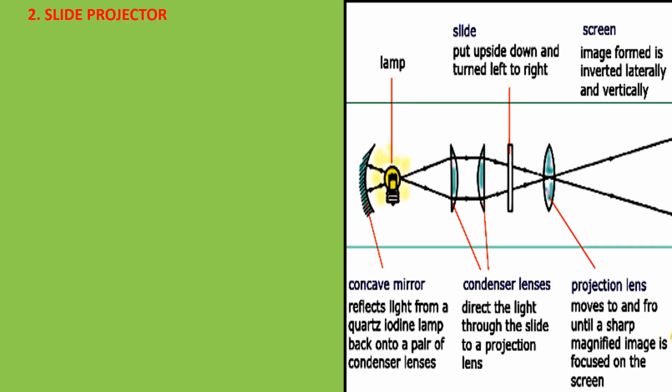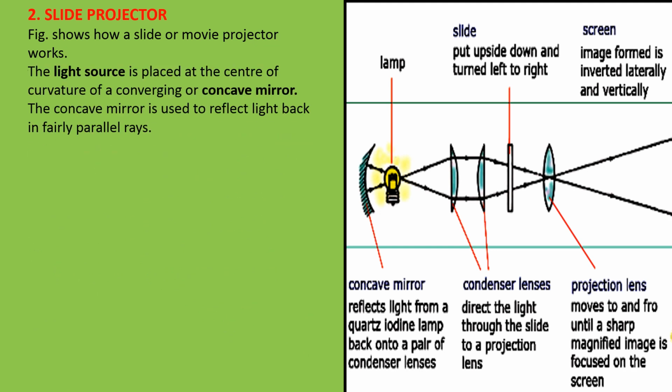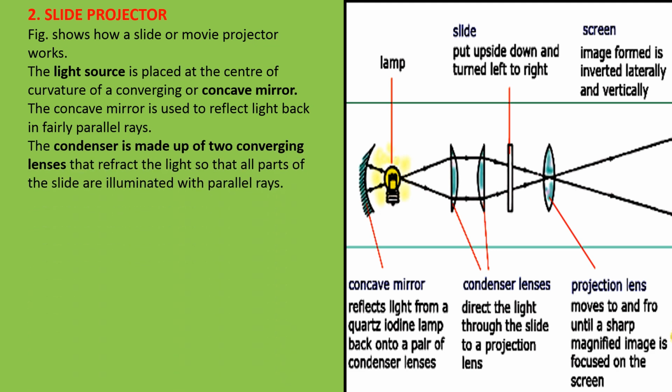Now let us see what is a slide projector. Its ray diagram is shown. A light source is placed at the center of curvature of a converging or a concave mirror. A concave mirror is used to reflect the light back in fairly parallel rays. After that, a condenser made up of two converging lenses is seen in the figure. The condenser lenses refract the light so that all parts of the slide are illuminated.